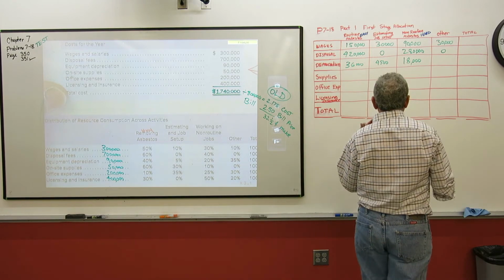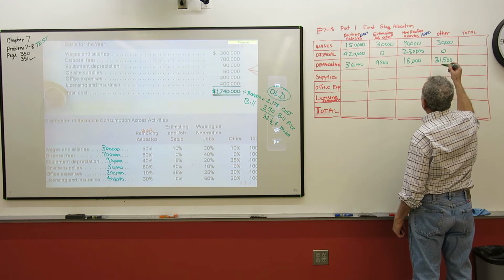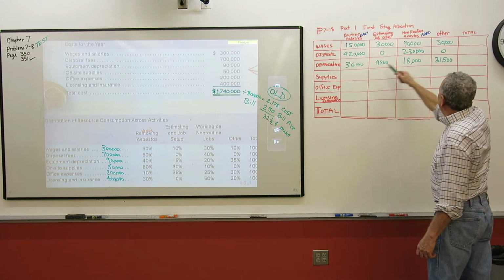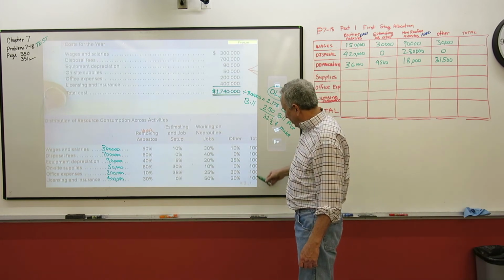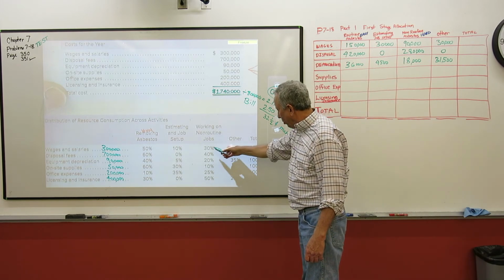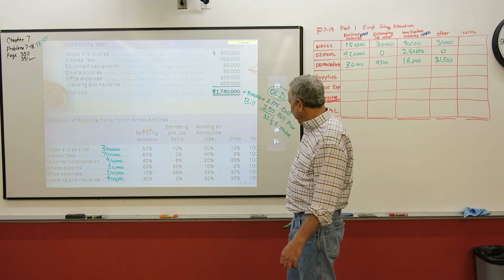I think it's 31,500. I'll double check these at the end. But again, if you add across, that should add up to the 90,000. By the way, if you can't see this and it's cut off, these just say 100%. These all add up. Remember, to allocate something, you want to allocate 100% of it.